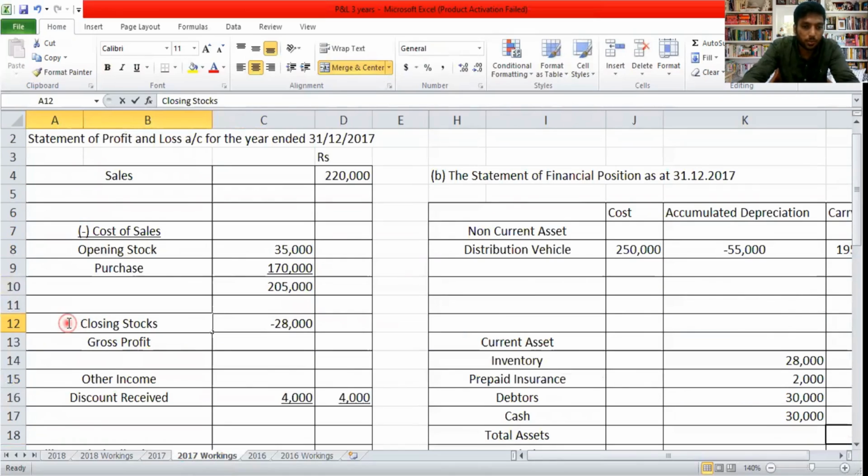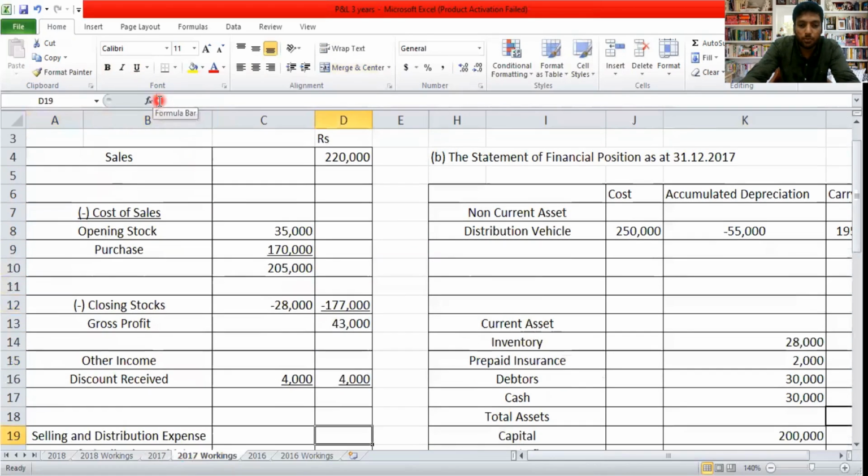You can represent here it's a minus value if you want, so you will not forget again it's a minus value. So 205,000 minus 28,000 will give you 177,000. So I'm going to deduct this 177,000 because the cost of sales is a minus. Again, I represent it so I will not forget it. 177,000, I will deduct it from 220,000. So how much is my balance? 220,000 minus 177,000 will become 43,000. 43,000 plus 4,000 will give me 47,000.